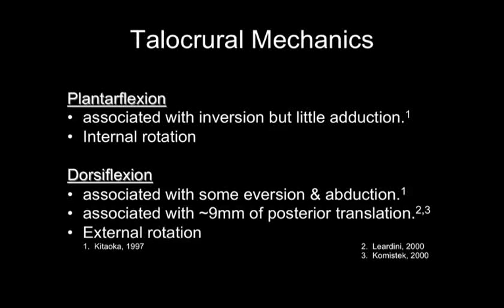Because the talocrural joint axis is in an oblique plane and produces movement through a triplanar motion, plantar flexion will be associated with some inversion and a little bit of adduction and internal rotation. Dorsiflexion will be associated with some eversion and abduction and external rotation. And there's a small amount of posterior translation, about 9 millimeters worth.